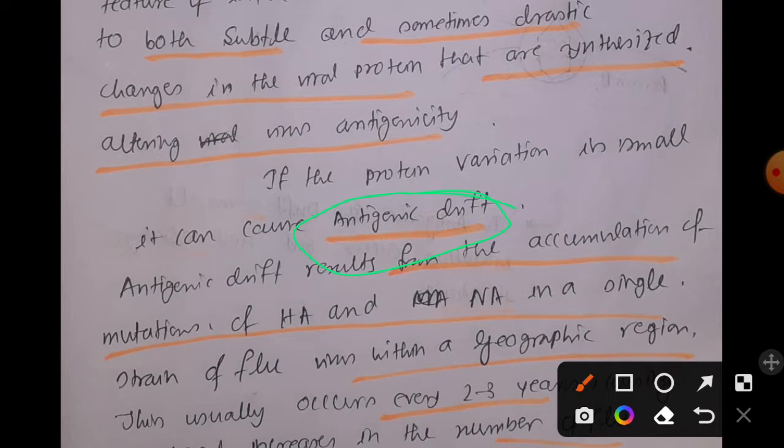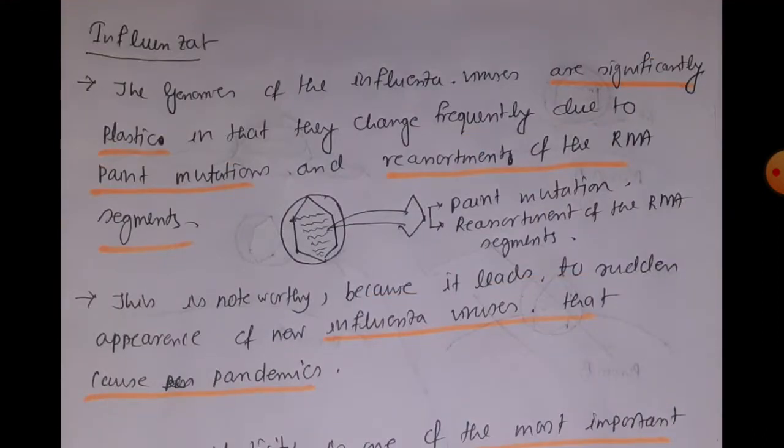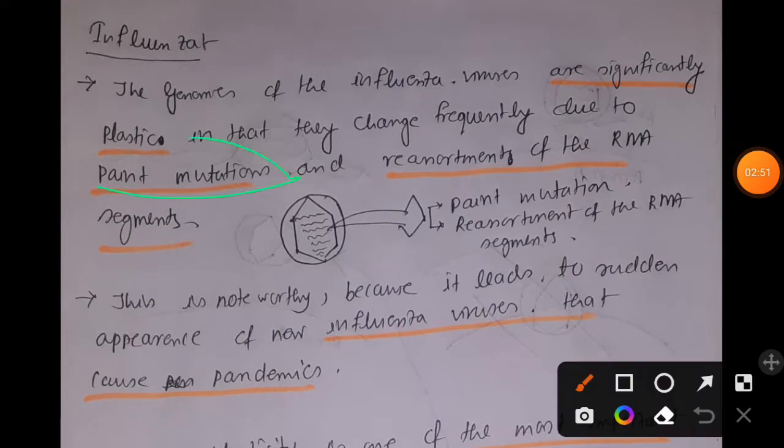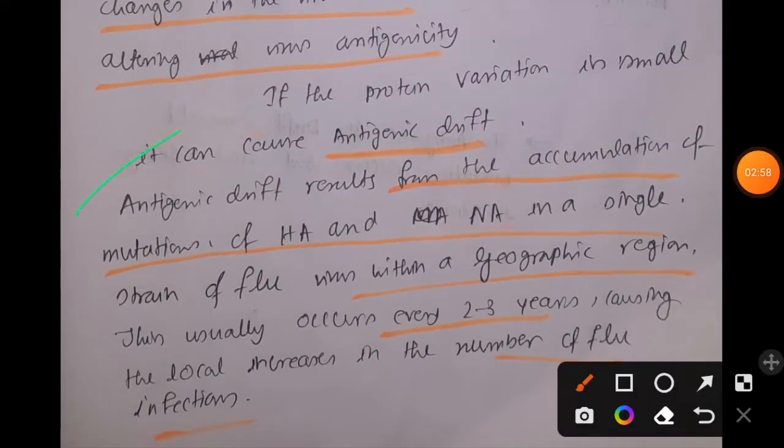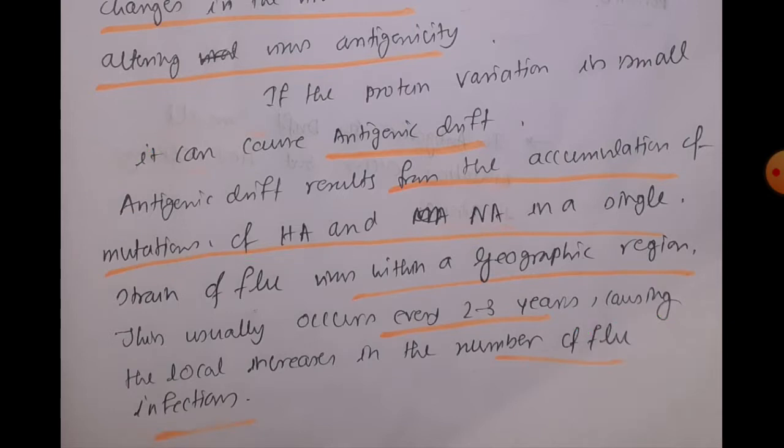Our first topic will be antigenic drift. Remember, antigenic drift occurs due to some type of mutation, that may be point mutation or anything else. This is the definition of antigenic drift: it results from the accumulation of mutations in HA and NA in a single strain of flu virus within a geographic region. This usually occurs every 2 to 3 years, causing a local increase in the number of flu infections.